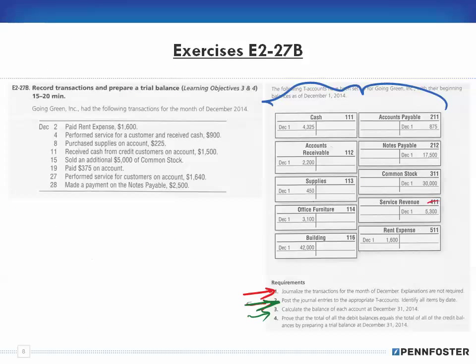Right. And I'm at 27 minutes right now. So I just did number 3. I calculated the balance of each account at December 31st, but because I'm at 28 minutes, I'm going to stop the video right here, and in the next video I'm going to create my trial balance in order to make sure my debits equal my credits. All right, so this will continue on in the next part.